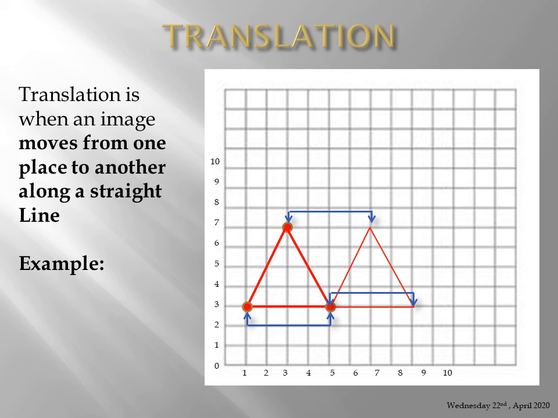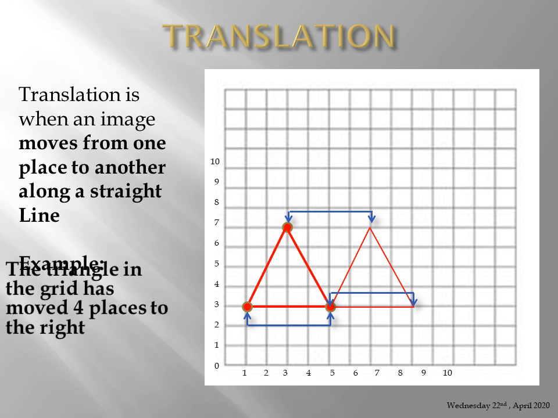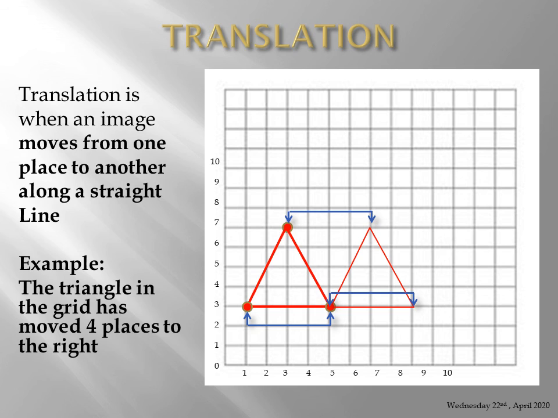What about the top, the peak of the shape? It also moved from 3, 7 to 7, 7. So let's count the boxes in between. We have 1, 2, 3, and 4. So it means that the whole shape has moved on a straight line by 4 boxes to the right. So we can say this shape has moved by 4 boxes to the right, or we can equally say the triangle has moved 4 places to the right.